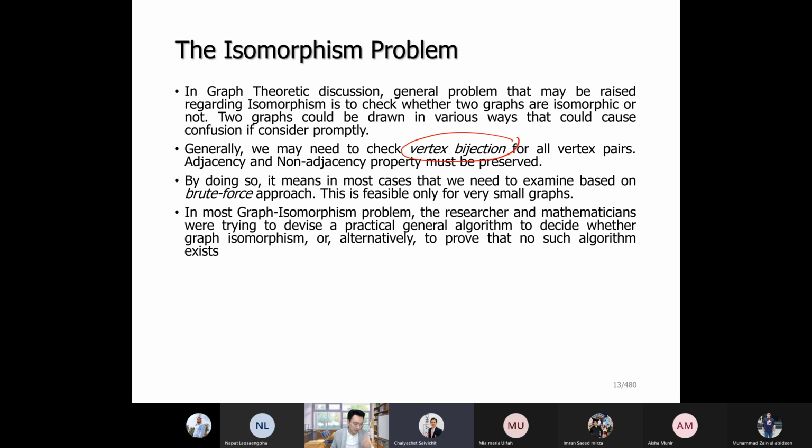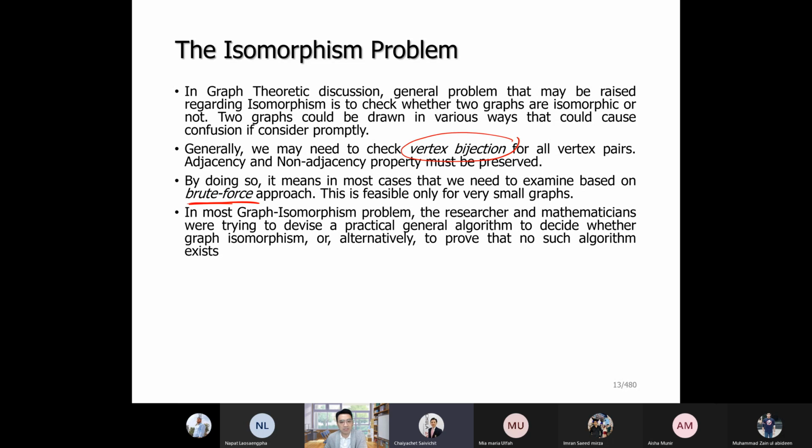You can see that there is no way to avoid brute force in many cases, because as we have seen so far, we haven't got any algorithm that can automatically or effectively check isomorphism. So we may have to use brute force in many cases to compare the sequence, or order or arrangement of the vertices or labels of the vertices.